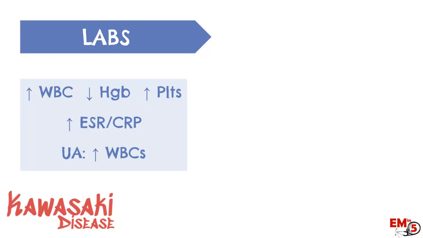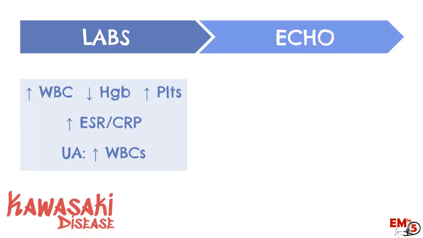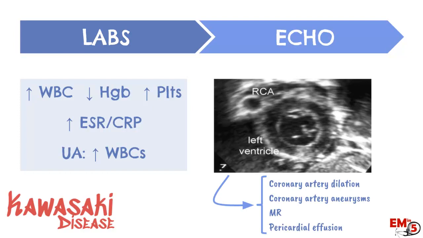So the labs to expect for Kawasaki's are an elevated white count, anemia, and elevated platelets. We already talked about the elevated ESR and CRP. You'll also see white blood cells or pyuria in the urine. And if we're concerned, we go on to get the echo. And on the echo, we'll see coronary artery dilation or aneurysms. Mitral regurgitation is common. They can look for pericardial effusion. And all of these findings, they can plug into different criteria to make the diagnosis.